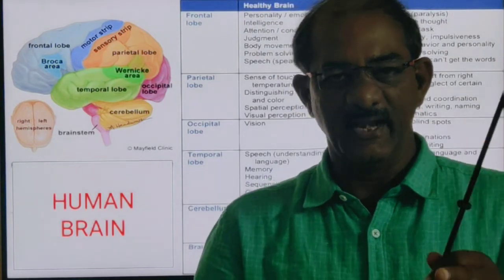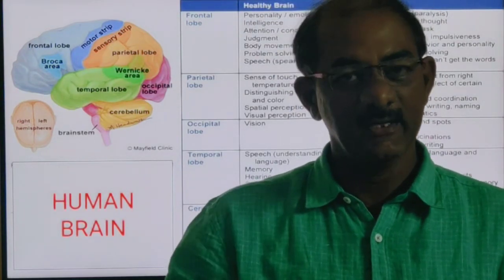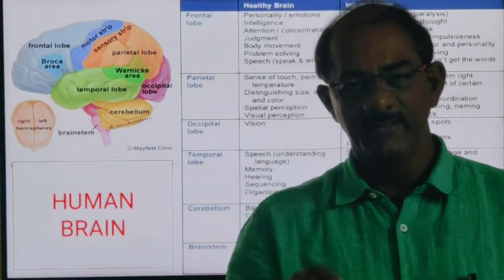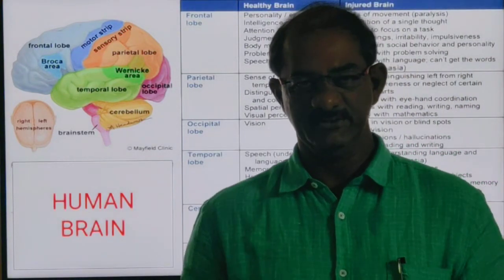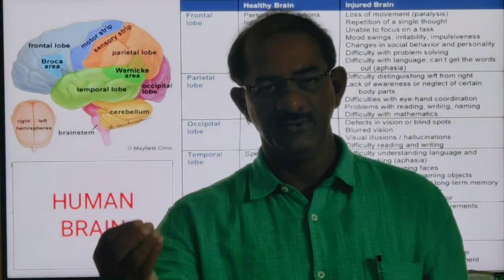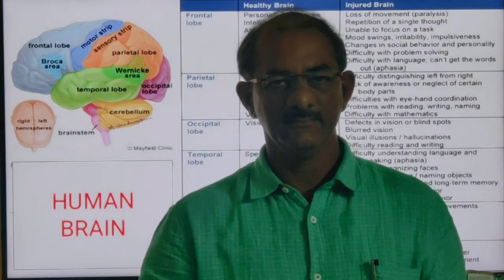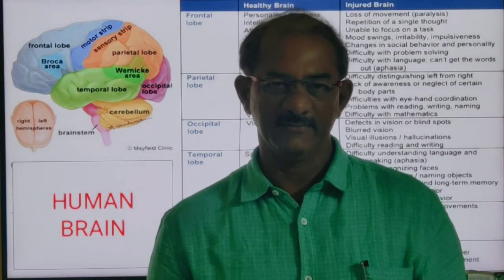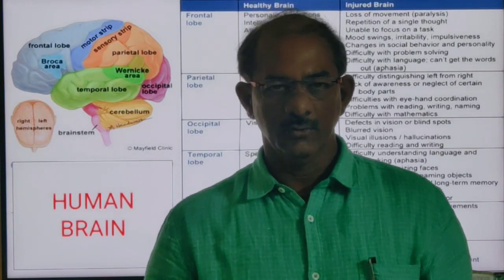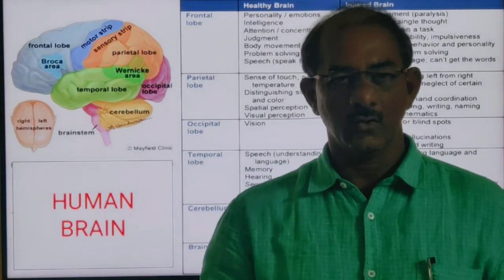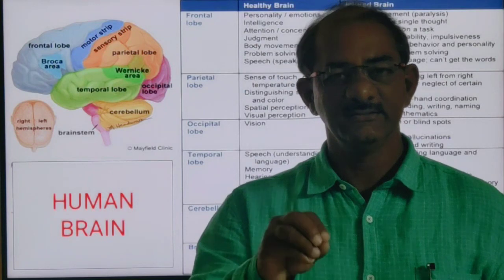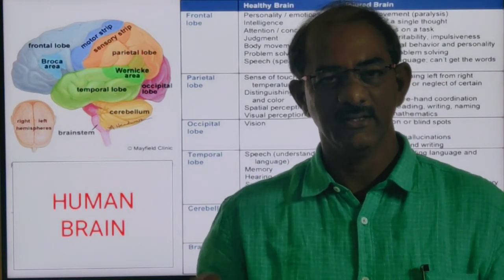In between the cranium and brain, 3 coatings occur. That coating is called meninges: the outer is the dura mater, the middle is the arachnoid membrane, and the inner is the pia mater. Meninges is a protective covering layer of the brain.